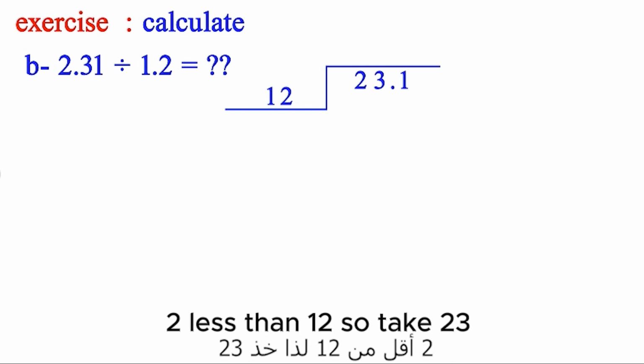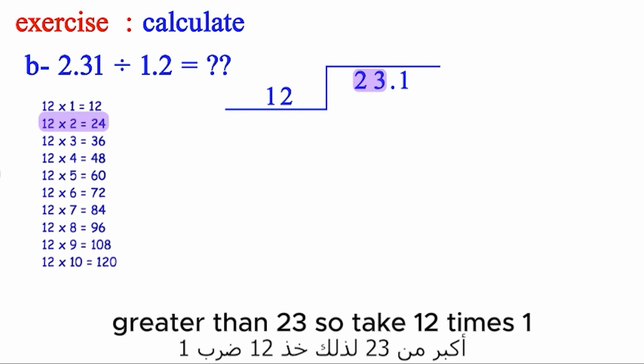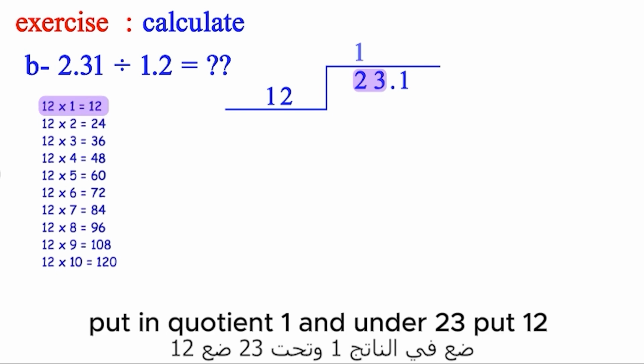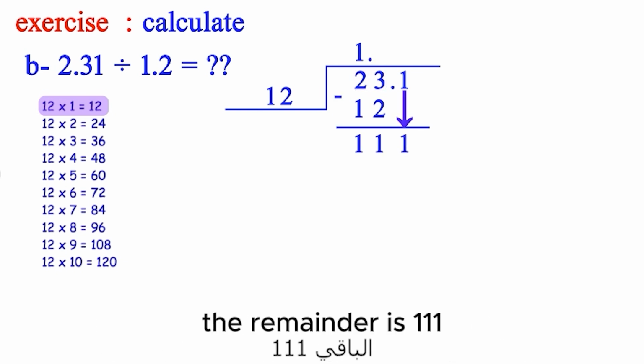2 is less than 12, so take 23. 12 times 1 is 12. 12 times 2 is 24, greater than 23, so take 12 times 1. Put in the quotient 1 and under 23 put 12. Subtract them. The digits before the dot are over, so put the dot in the quotient. Bring down 1. The remainder is 111.